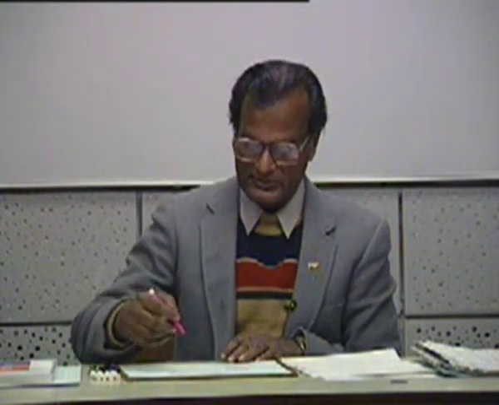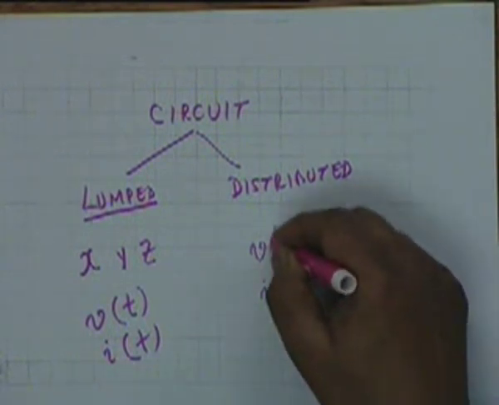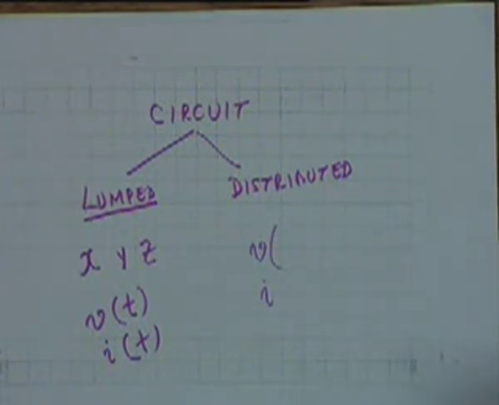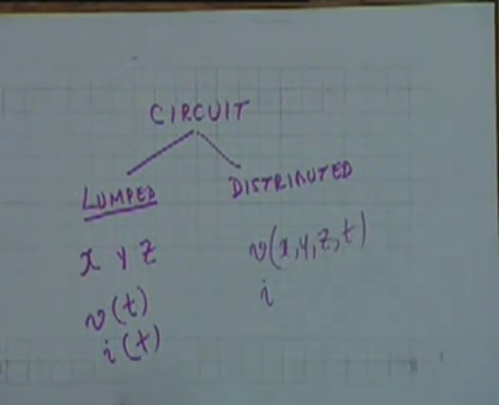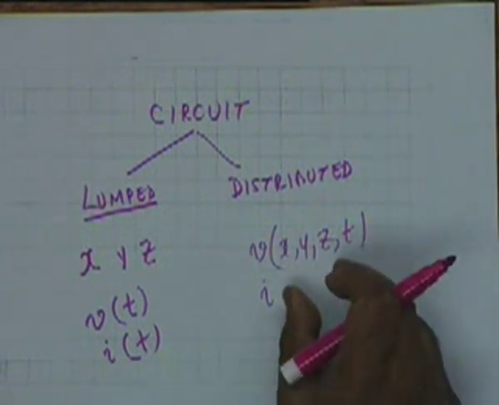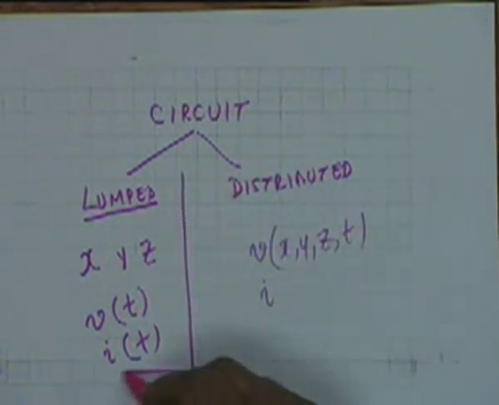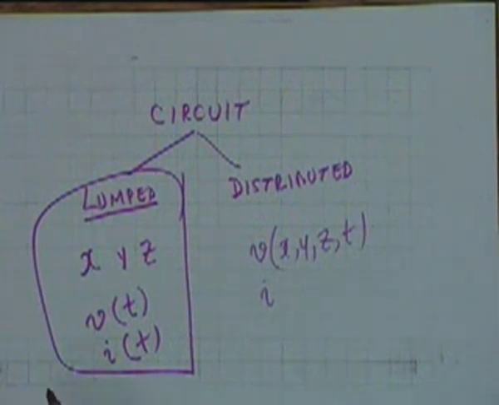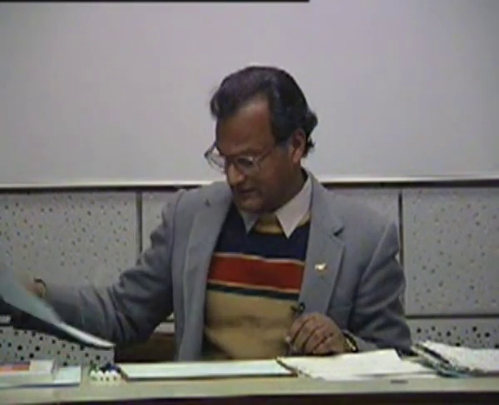In a distributed circuit, voltages and currents in general shall depend on the space coordinates and also time, and therefore in general they shall be functions of x, y, z and also time. Here x, y, z are the space coordinates and t is the time. In this particular course we shall be concerned only with lumped circuits. We shall not consider distributed circuits at all. But it is good to know that distributed circuits do exist.